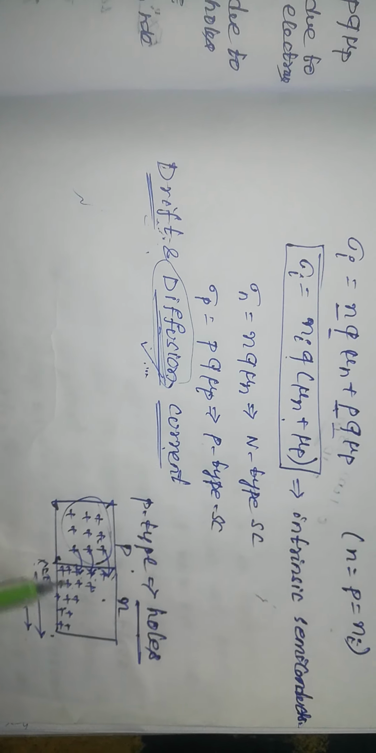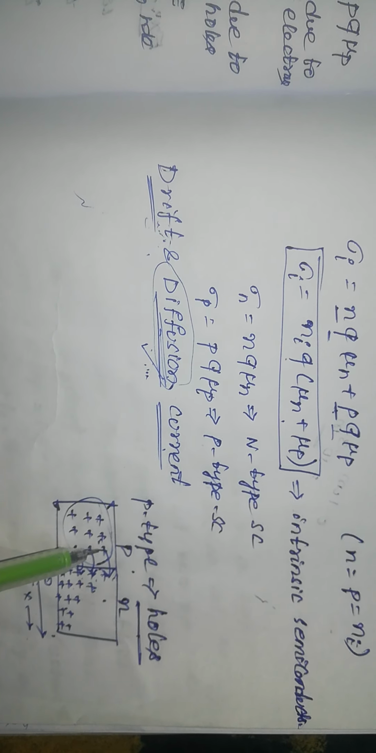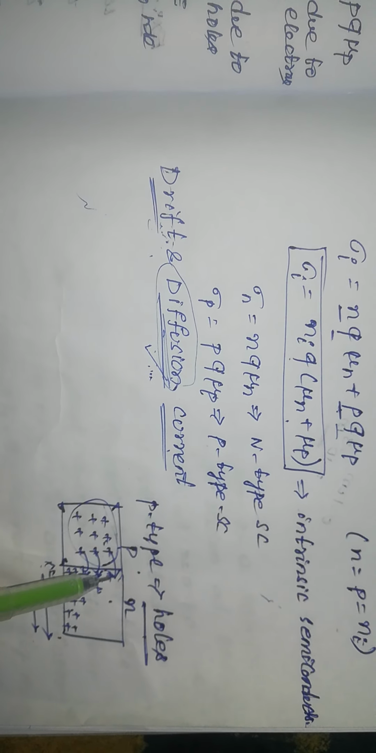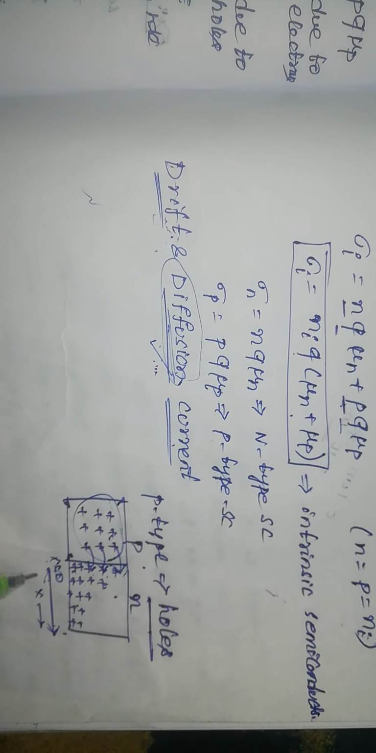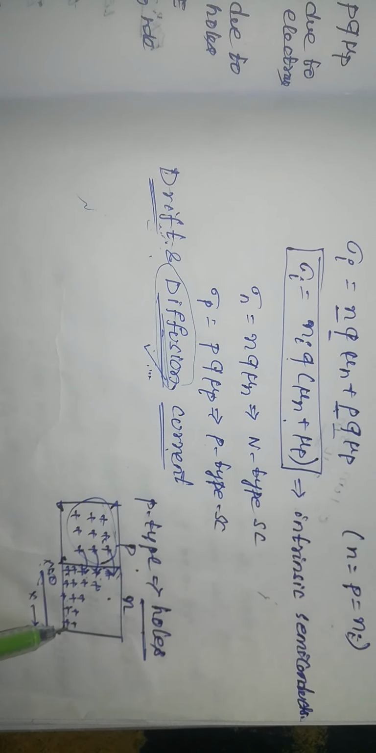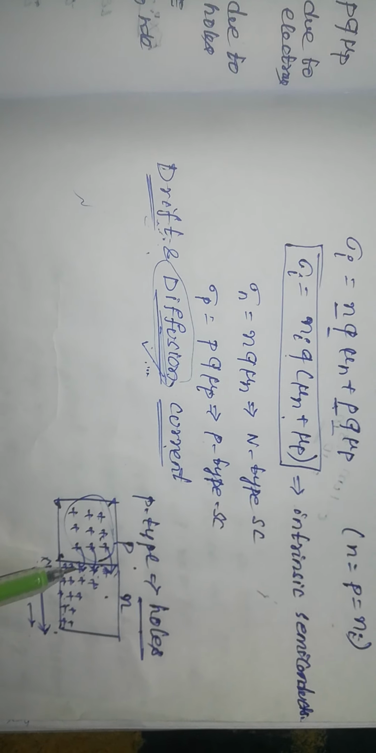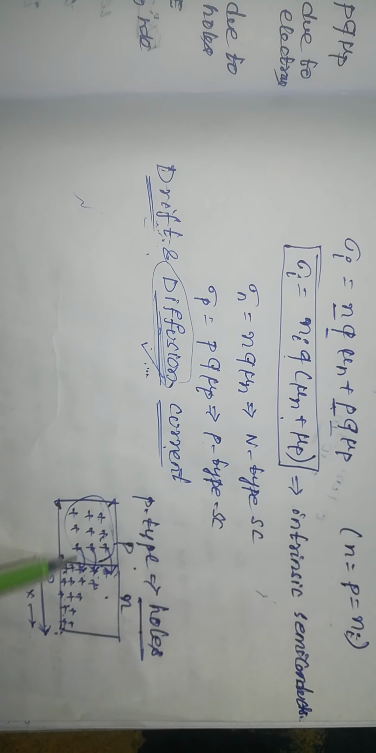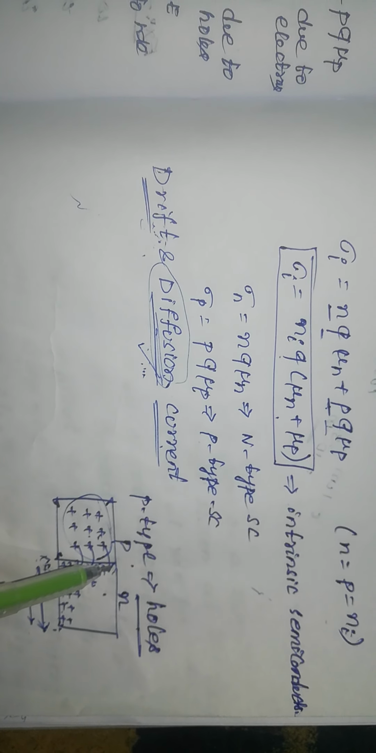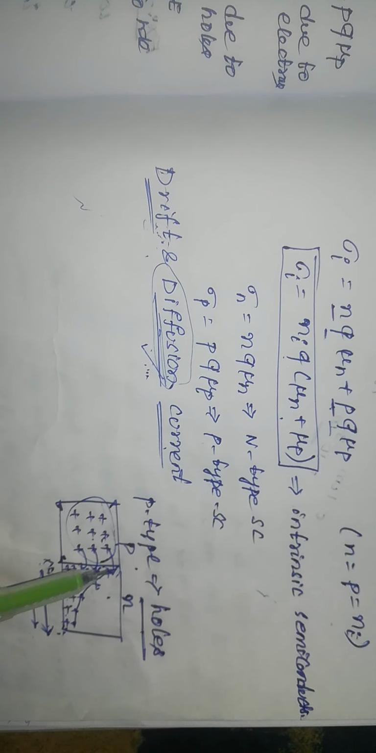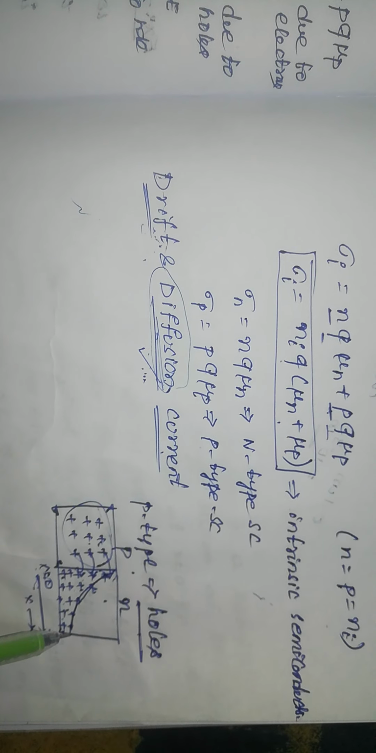So at the junction, x equals 0, the number of holes moving from the p side to the n side is highest, but as the distance x increases, the number of holes decreases. Why? Because as the length increases, the number of holes coming from the p side to the n side decreases. So it decreases exponentially.